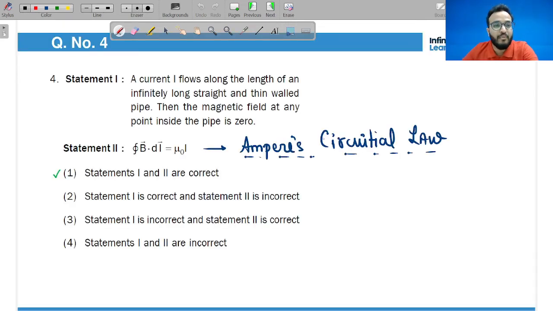Yes. Question number 4. Simple Ampere's circuital law is used here. Nothing, only the statement is given. If it is B vector dot vector dl, the complete integration over a loop is mu naught times I enclosed. This is I enclosed. And if the enclosed current is 0, then we can say that there is no magnetic field at the surface, right?